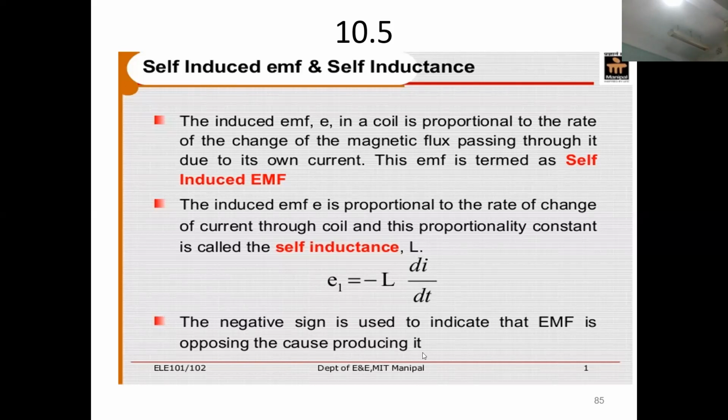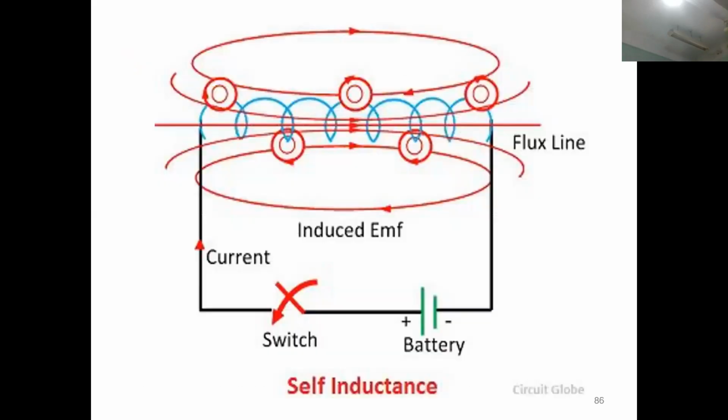The induced EMF is proportional to the rate of change of current through the coil, and this proportionality constant is called the self-inductance. E1 is equal to minus L dφ by dt. The negative sign is used to indicate that EMF is opposing the force producing it. Flux line, induced EMF, current, switch, battery, self-inductance.